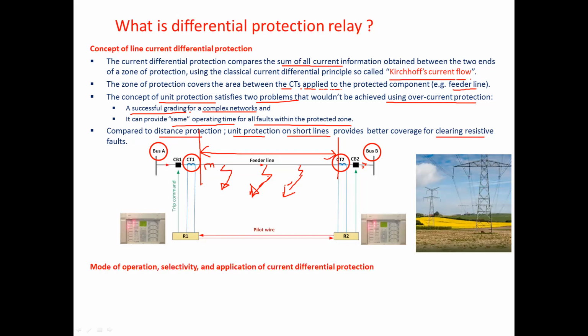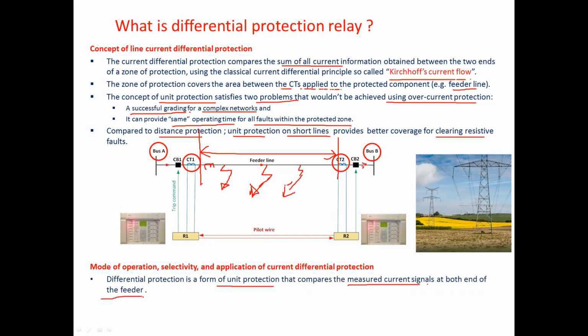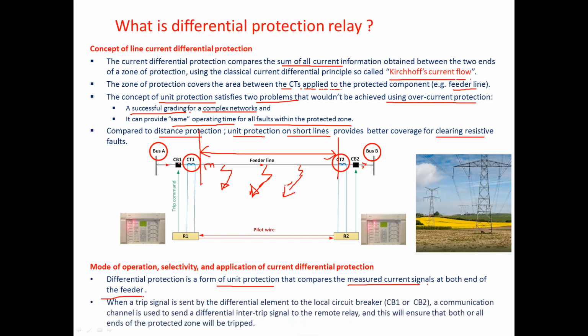Well, how does the mode of operation or selectivity work on unit protection or differential protection? Differential protection is a form of unit protection that compares the measured current signal at both ends of the feeder. So it compares at both ends of the feeder. When a trip signal is sent by a differential element, for example, we have relay 1 here and relay 2 here. This is the actual physical relay, as an example.